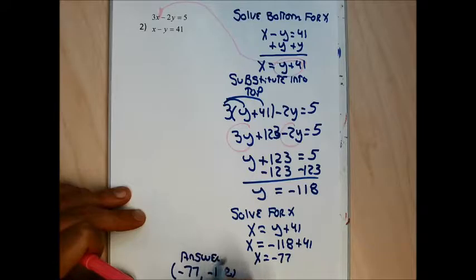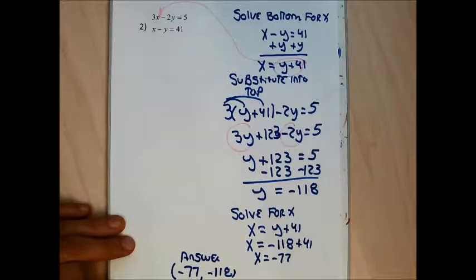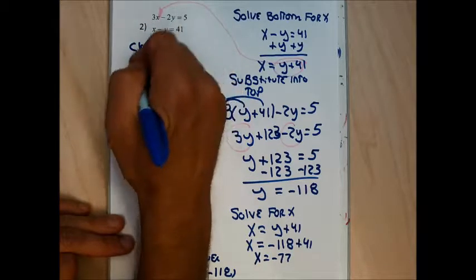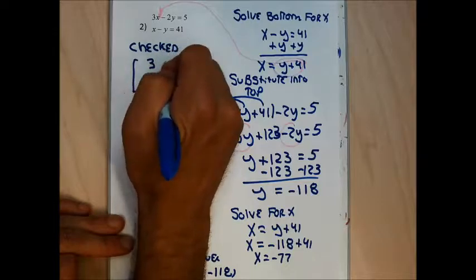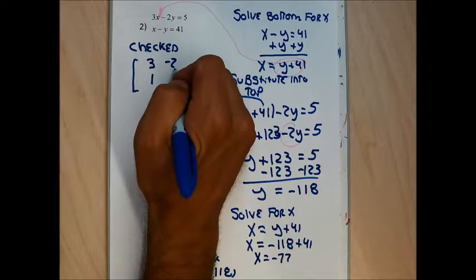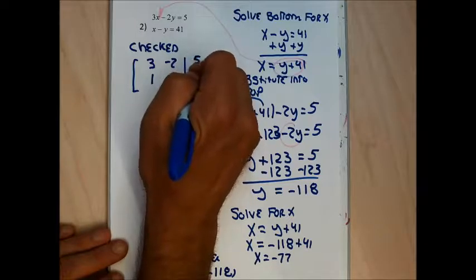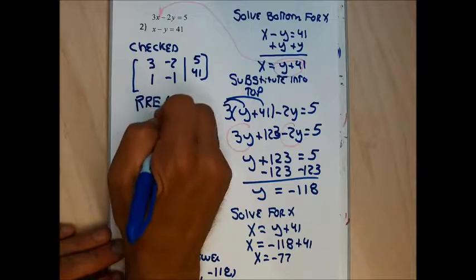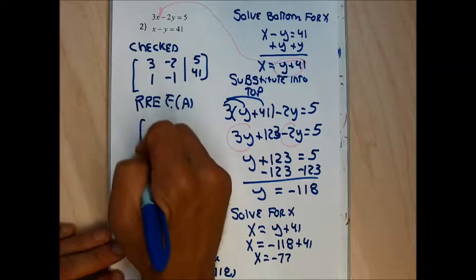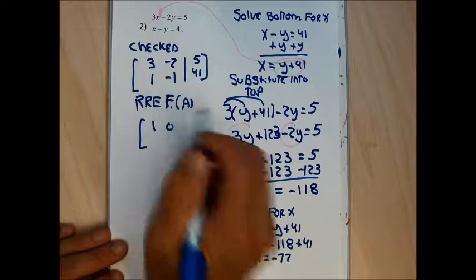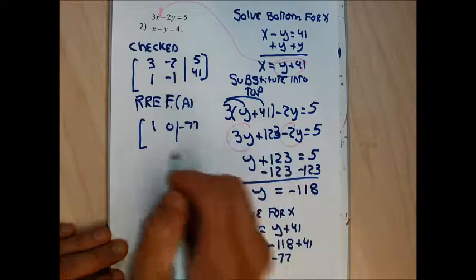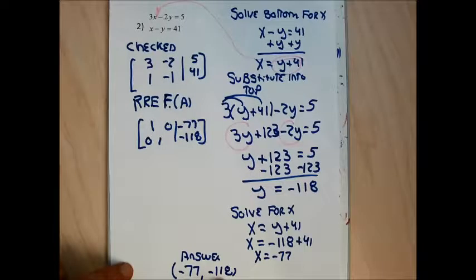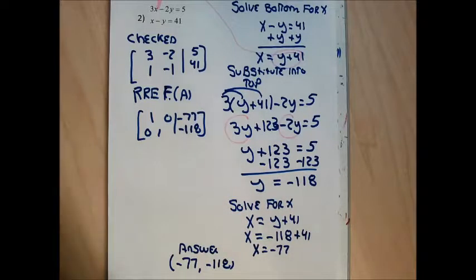The easiest way to check it, this is a system of linear equations. Systems of linear equations can be checked by matrices. And this one's set up perfectly for my RREF. So I'm going to enter the matrix that has 3 and 1 in the x column, negative 2 and negative 1 in the y column, 5 and 41 in the z column, and the equals column. I'm going to do RREF A, and it better give me 1, 0, negative 77, 0, 1, negative 118. If it doesn't give me exactly this matrix, then those answers aren't right, because the x and the y need to be in the far right-hand column.